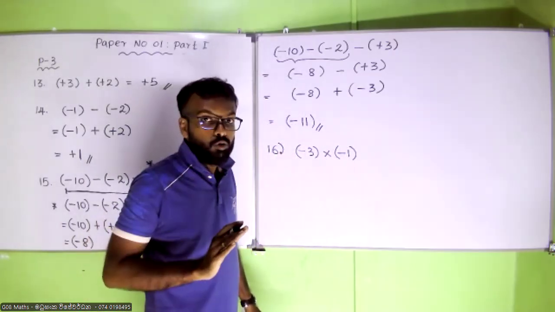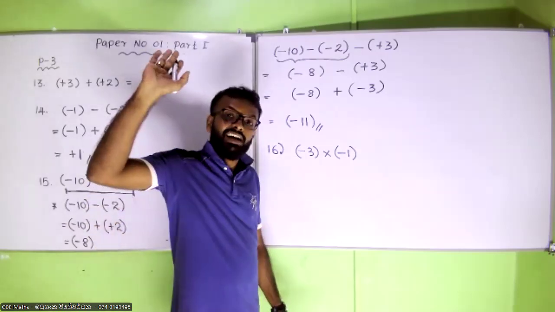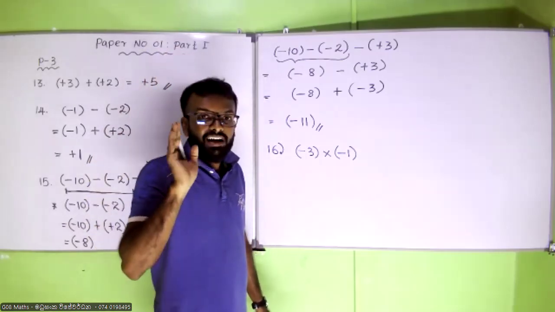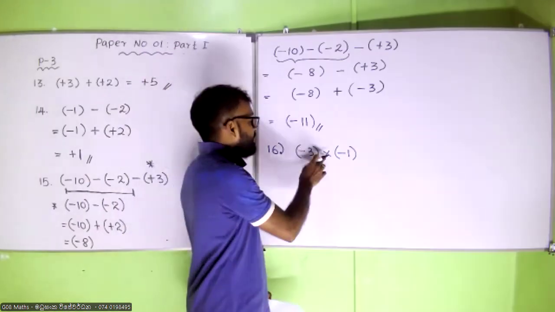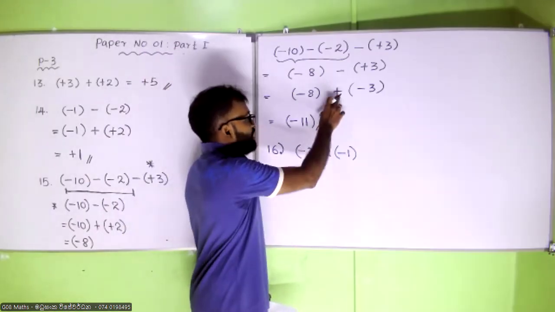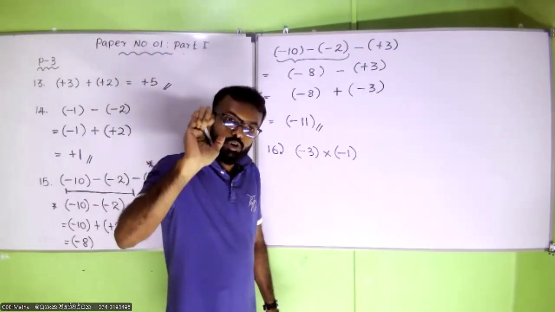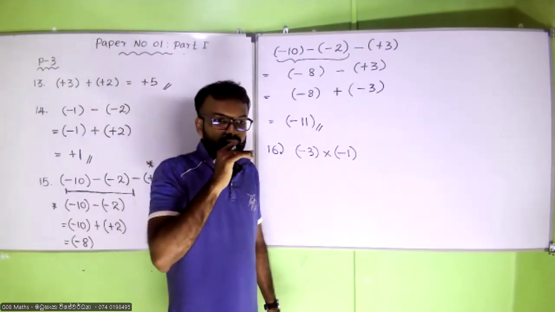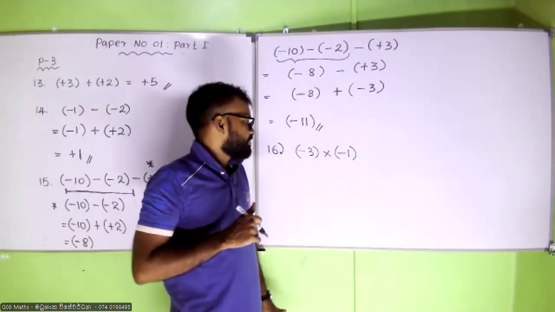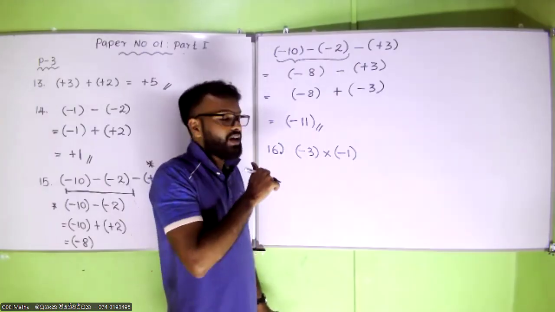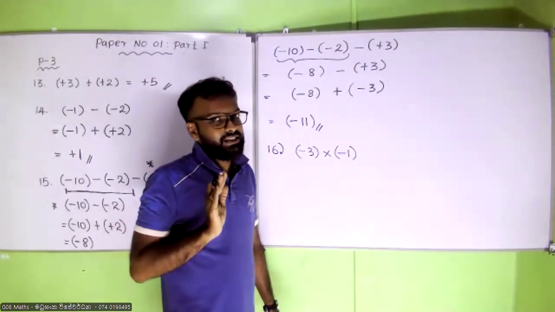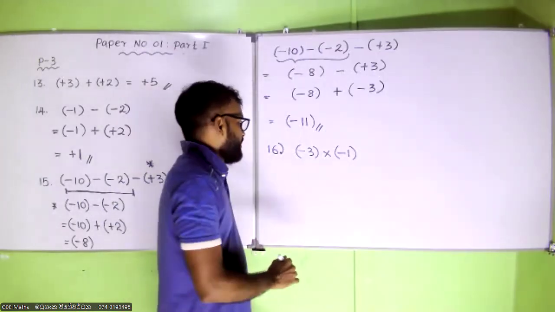Grade 9, 10 students also tableize this multiplication sign and positive sign, right? So the answer would be plus 3. Yeah, plus 3, right? So don't tableize it.